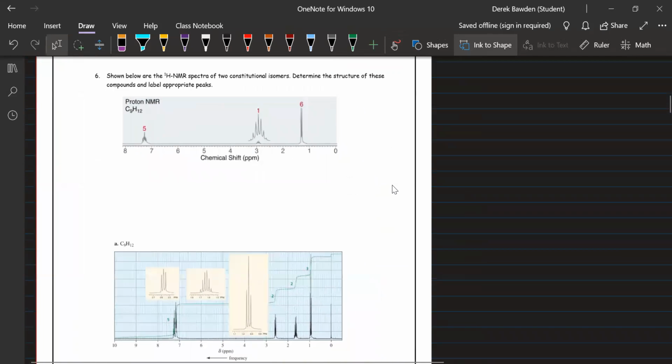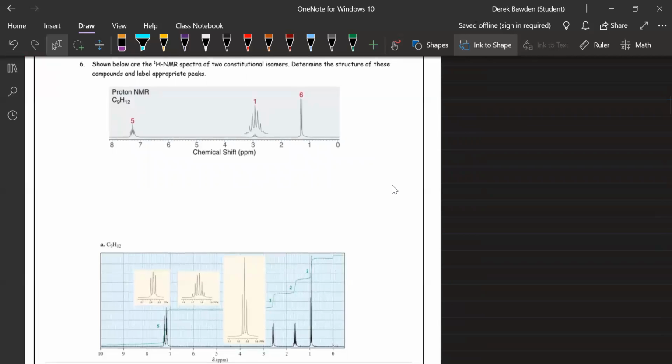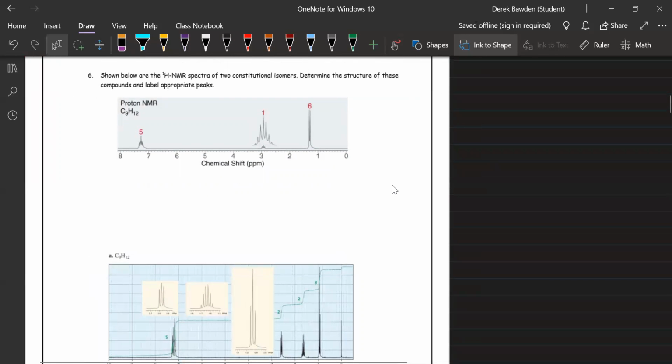So shown below are the HNMR spectra of 2 constitutional isomers. Determine the structure of these compounds and label appropriate peaks. So we know they're both C9H12, but they have different connectivity. So let's figure out what this is. What does this tell us right here? Benzene ring. Perfect. What type of benzene ring? Monosubstituted? Perfect.